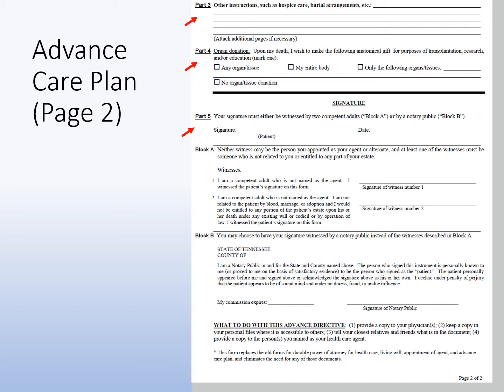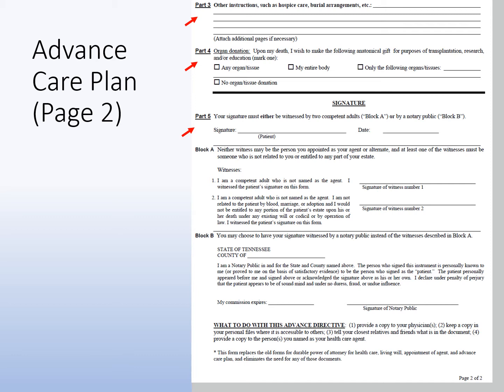And the really important thing here is that in addition to this signature, it needs to be accompanied by either Block A, which includes that you have 2 different witnesses that are witnessing the patient signing the document, or Part B, and that's a case in which you would get it notarized. So you don't need both 2 witnesses and a notary.